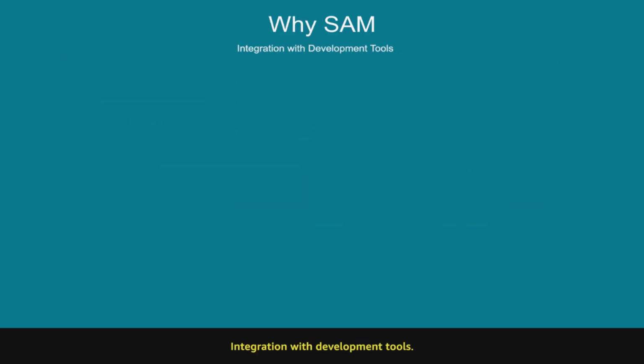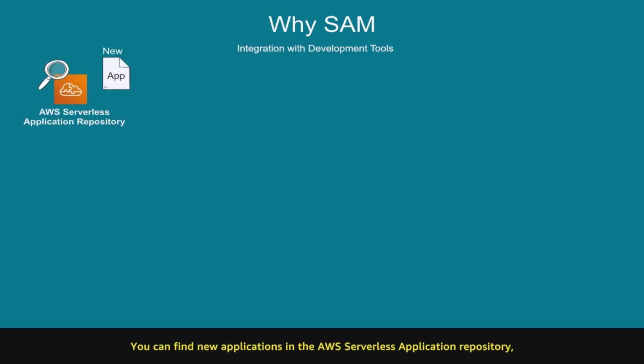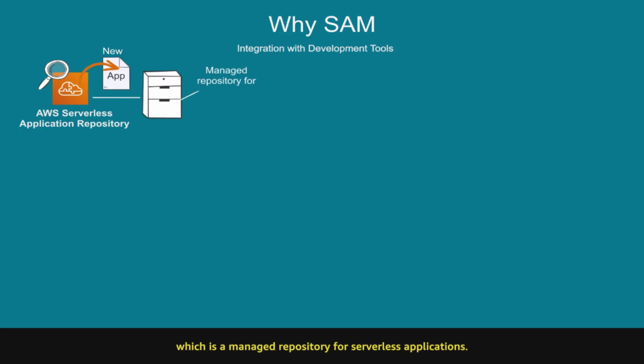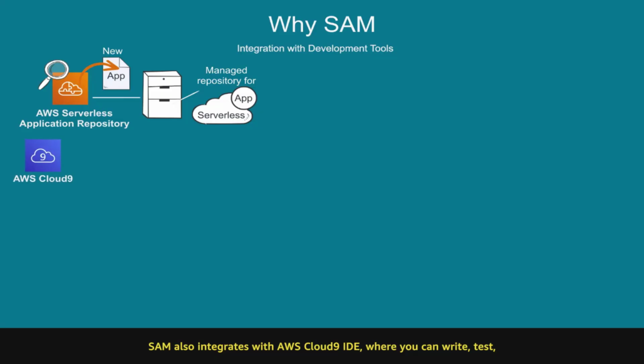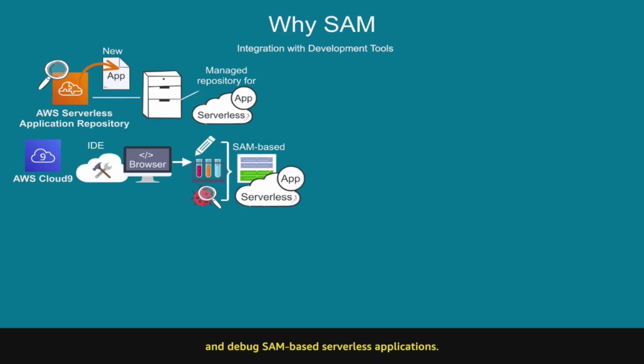Integration with development tools. SAM integrates with a suite of AWS serverless tools. You can find new applications in the AWS Serverless Application Repository, which is a managed repository for serverless applications. SAM also integrates with AWS Cloud9 IDE, where you can write, test, and debug SAM-based serverless applications.